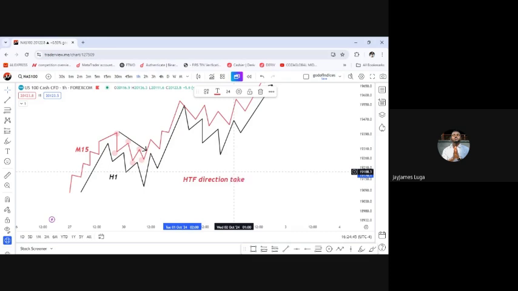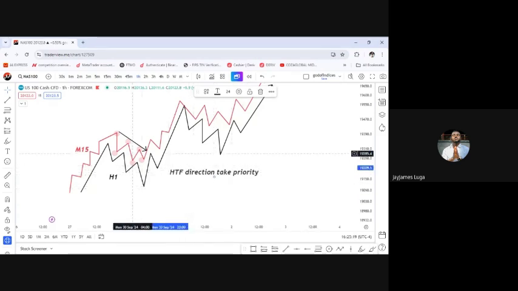How would I put it? What do I call it? Okay, it trumps, or takes precedence, or takes priority, right? So always, you don't lose your higher time frame bias. You don't lose it in the marketplace. The higher time frame will always dominate. It will always take the priority.